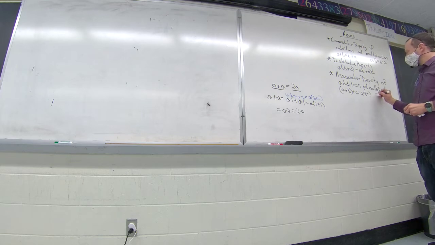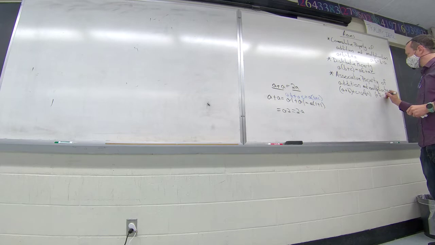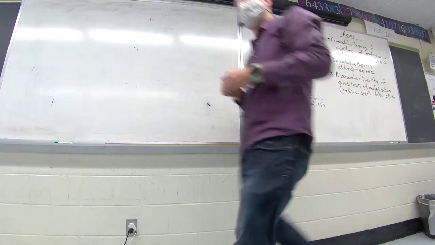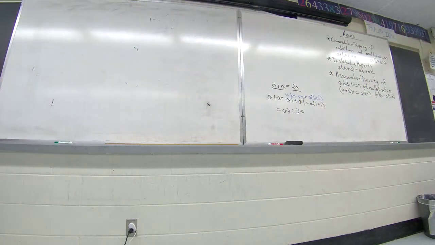The multiplication one is really similar. A times B, in parentheses times C, is the same as A times B times C. And those are our 5 basic rules that we're going to use for playing a lot of the games that we play.